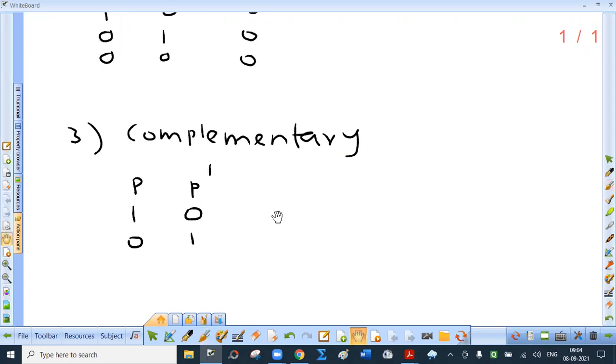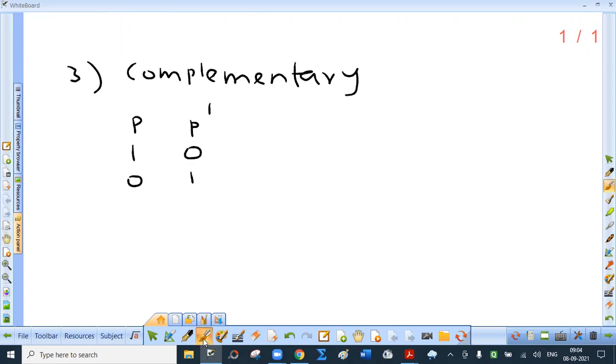Now, what can you say about these complementary switches in series or in parallel? Suppose these are in series.